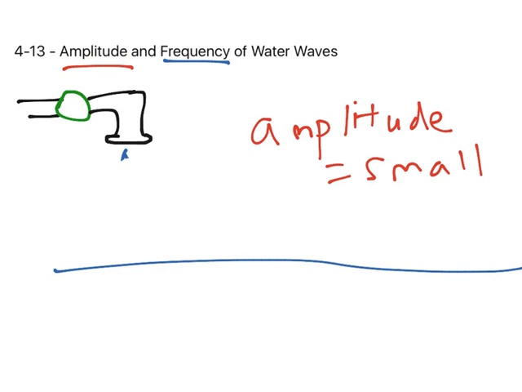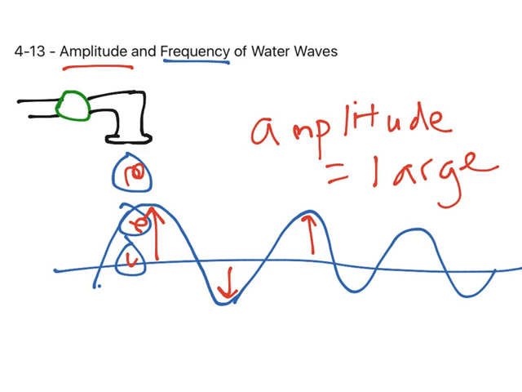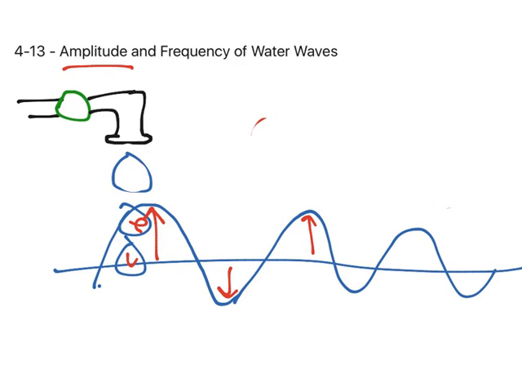What happens if we use larger water droplets? When that happens, we end up with a much bigger wave. Amplitude is how much the wave goes up and down. So this time, the amplitude of the wave is large or big. So bigger water drops make a bigger wave, which results in larger amplitude. So amplitude is just how big or small the water wave gets.